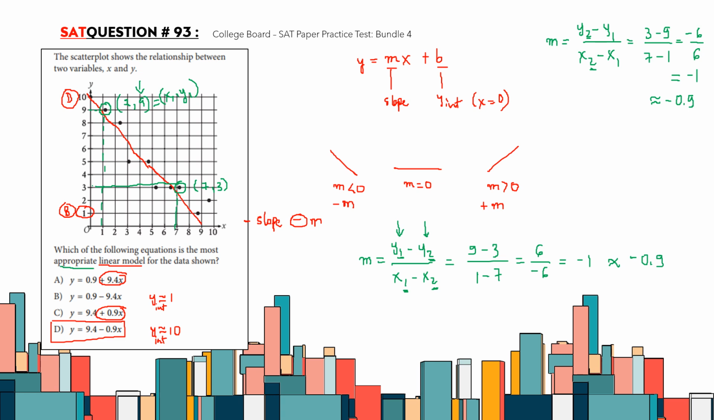But I recommend not using the plug-in method in this type of question, just using the slope changes, like how it looks. It's kind of easy to memorize as well. So if you go down, it means negative. If you go up, it means positive. Horizontal means 0. See that 0 starts with the horizontal.